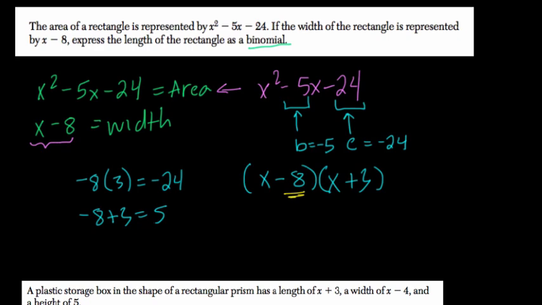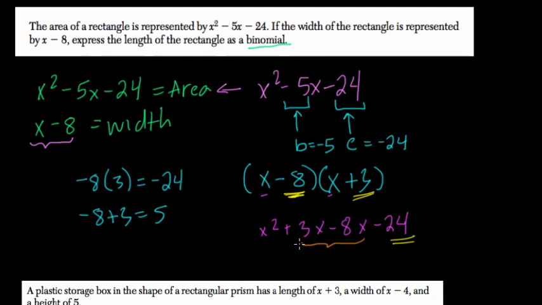And now we have the width and the length. And you could test it. If we redistribute this, you get x times x, that's x squared. X times 3 is 3x. Negative 8 times x is negative 8x, and negative 8 times 3 is negative 24. That's why it has to multiply to negative 24, right? These two numbers, negative 8 and 3, when you multiply them, you get the C term. So they multiply to negative 24.